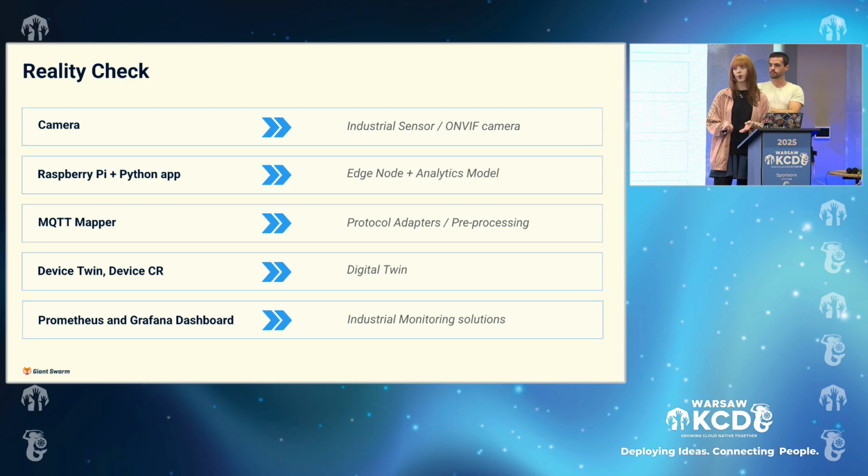MQTT is actually very commonly used in industrial IoT setups. However, more commonly you would also see this combined with some sort of translation mechanism, as we've talked about, from another industrial protocol to MQTT. Also, industrial mappers or adapters may include some sort of pre-processing, more business logic than what we've been doing. The device twin with the CR representation in KubeEdge in the demo is comparable to the use of digital twins in the industry.